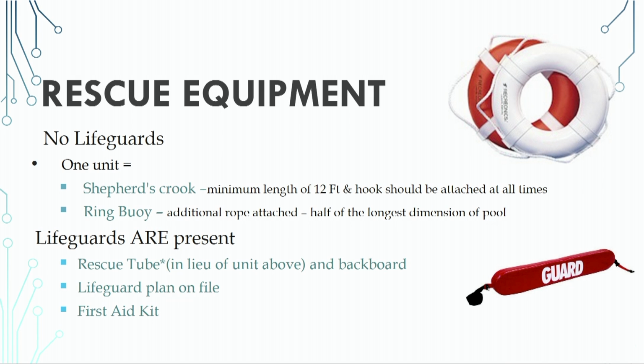So now, like I mentioned, life-saving equipment is the most important thing, and you need to have it. If you're not going to have any lifeguards, you'll need at least a shepherd's crook or a ring buoy. The shepherd's crook must have a minimum length of 12 feet, and the hook should be detached at all times. For the ring buoy, you should have an additional rope that can reach halfway across the longest dimension of the pool. For example, in the earlier example of the pool where the width was 10 and the length was 25, you need to make sure the rope can reach halfway of that 25 feet. However, if lifeguards are present at your pool, they need to have a rescue tube and a backboard. You should also file a lifeguard plan with us, and a first aid kit should also be on site.